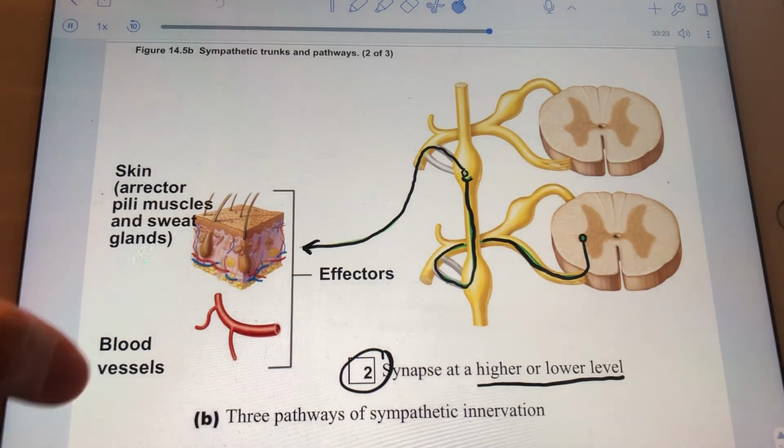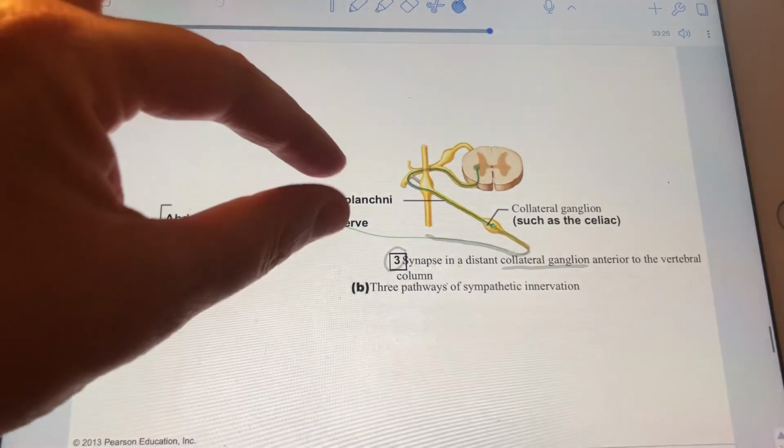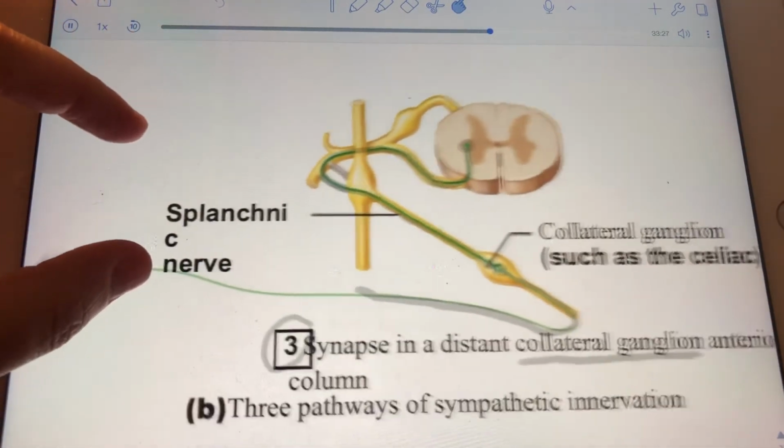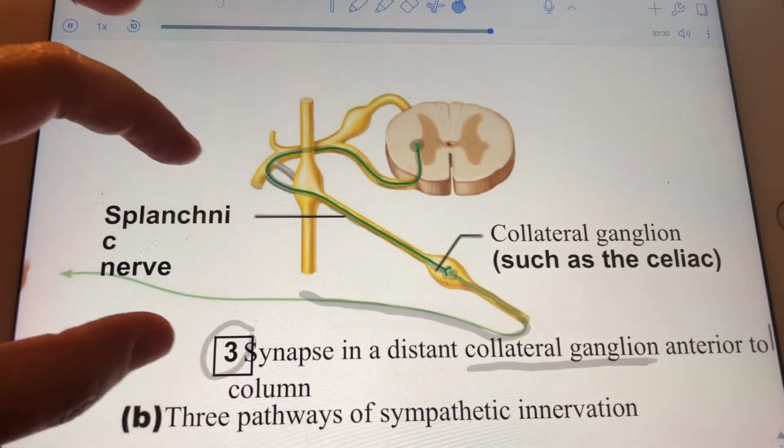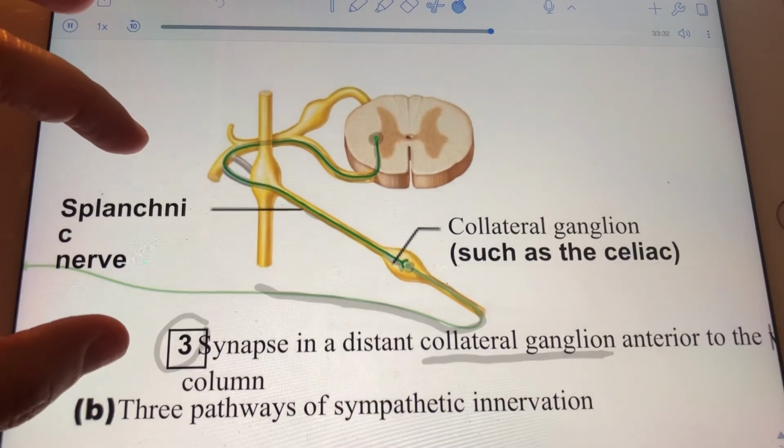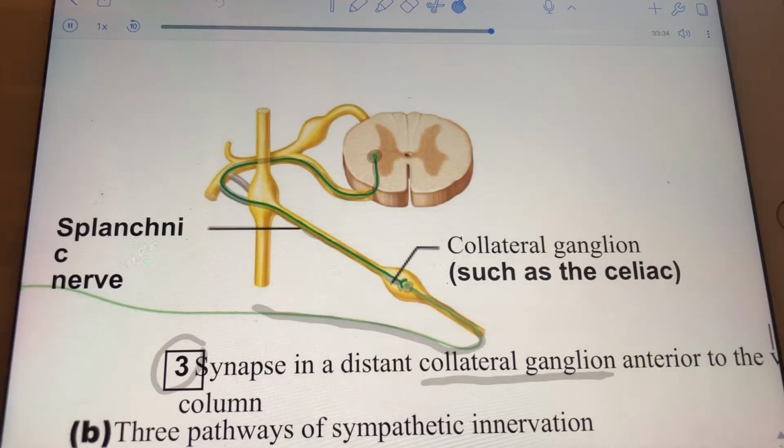Slide 25. I have no idea why this image is so small. I've tried to make it larger, and it seems to be locked in size. So, pardon this image, okay? Anywho, this is our third possible scenario, okay, which requires a collateral ganglion.